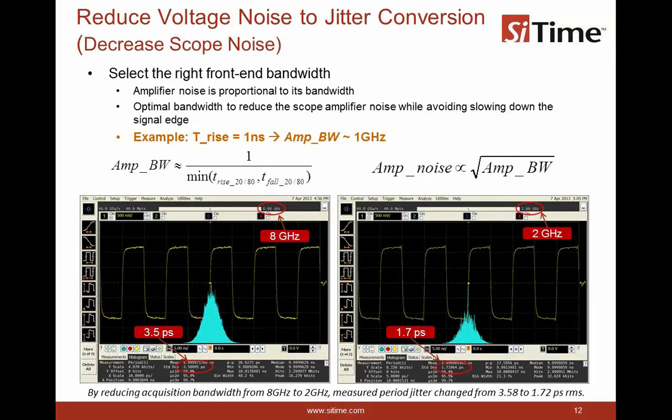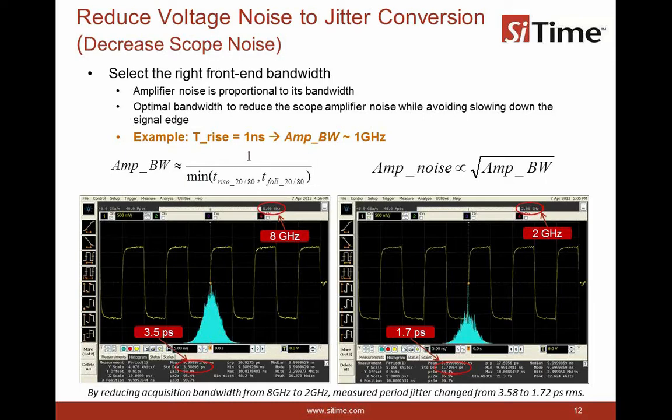So, Sasan, is there a rule of thumb then to help with the scope bandwidth setting? Yes. Here's an example. 1 over the 20-80, the 20% to 80% rise time or fall time of the signal. That's a rule of thumb. For a 1 nanosecond rise time or fall time, you would go for 1 gigahertz.